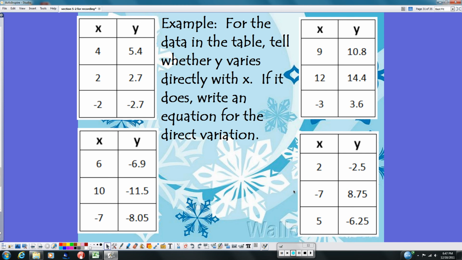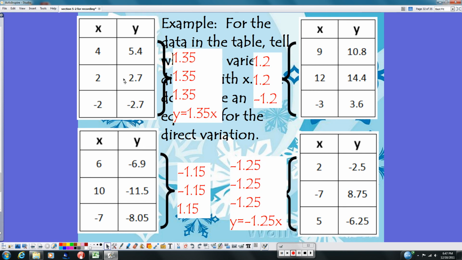Check to see if these are direct variations. When I divide my y's by my x's in this first example, I get 1.35. So my equation would be y equals 1.35x. In here, I get negative 1.15, and then positive 1.15. This is not a direct variation. In this example, the same thing. I get two positives and a negative, so it's not a direct variation. This last one would be a direct variation because every time I divide my y's by my x's, I get negative 1.25. So my equation would be y equals negative 1.25x.